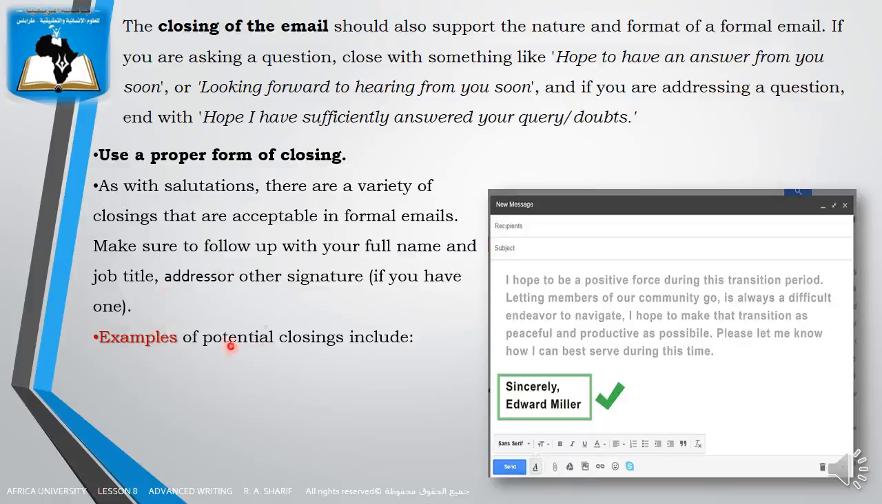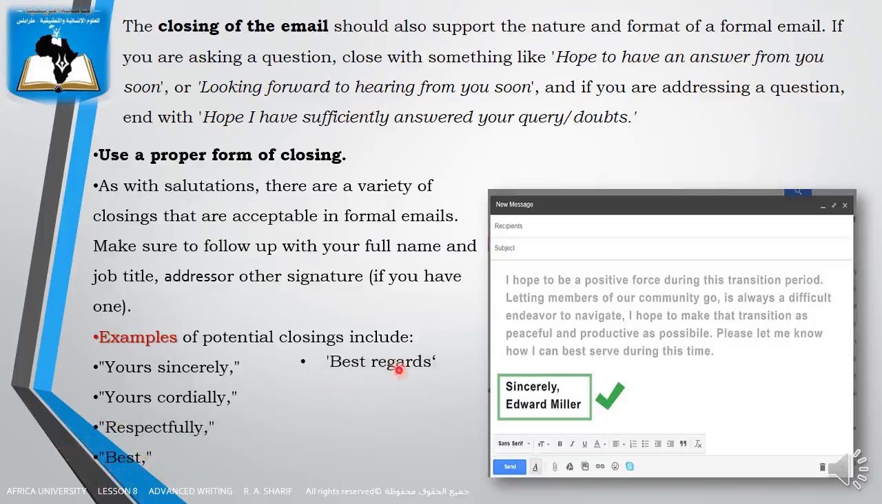Okay, here are examples of potential closings. "Yours sincerely." "Yours cordially." "Respectfully." "Best," or "best wishes," or "best regards." "Warmly." "Your student." "Kind regards." Simply "thanks."